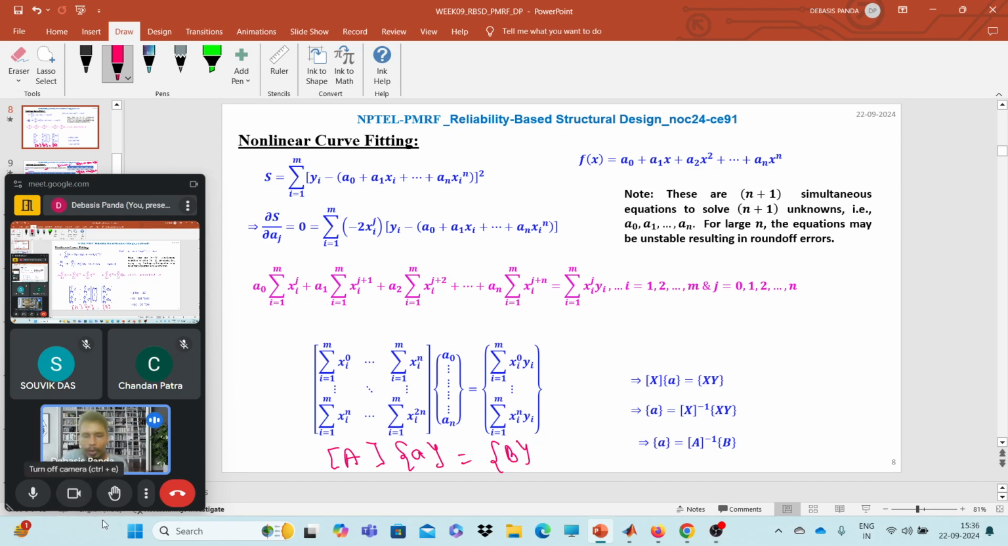Then we will go to the response surface method, where we see how meta models are used to replace the original limit state, and we can perform the reliability analysis. So let's quickly go to MATLAB, code that least square approximation, and move forward.